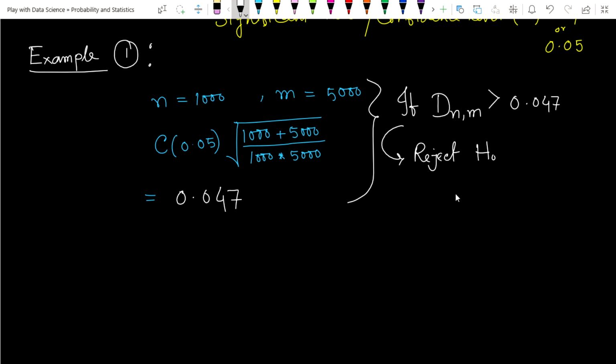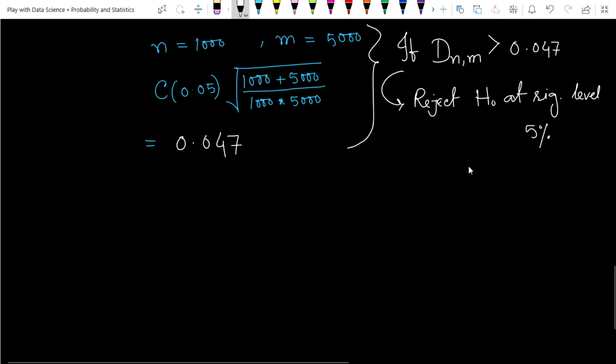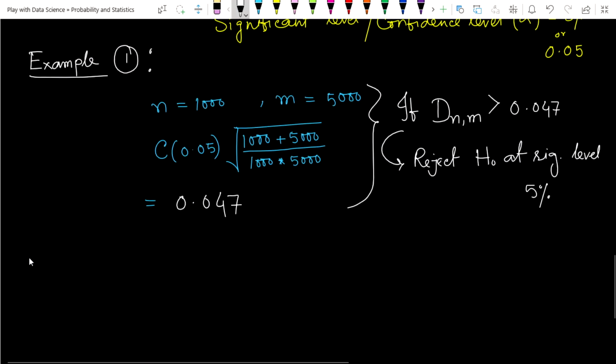And obviously this is at the 5% significance level. So if you are interested in the 5% significance level, just calculate this value, and if you find the D_nm value is greater than it, then you reject the null hypothesis, meaning you accept the alternative hypothesis. That's the job. Let's try to understand these things through another example.